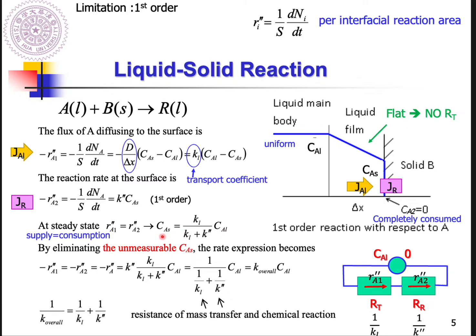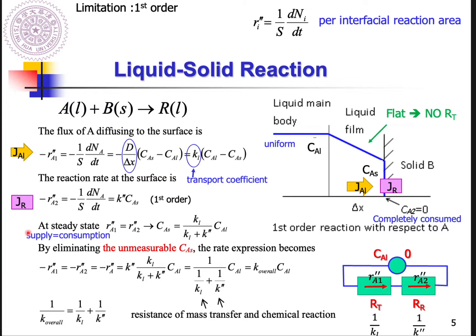Why do we need to make this kind of assumption to reach the steady state? Because if the purpose here is to write down the consumption rate of reactant A, usually people will just directly write it down as K double prime CAS. However, it's very difficult for scientists to measure the CAS, the concentration of reactant A at the surface of solid B is unmeasurable.